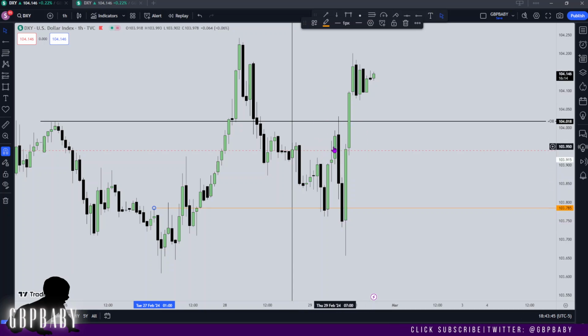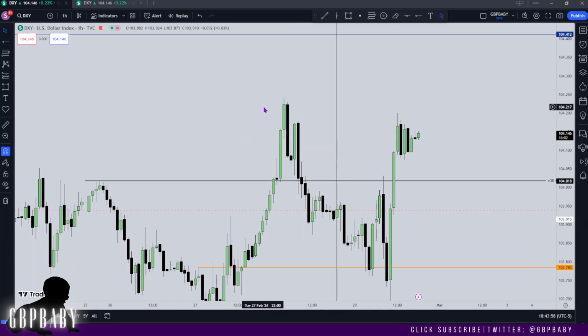So generally speaking, it wasn't the smoothest or cleanest delivery, and I can imagine a lot of people got taken out on the way up, but still, this level remained significant, and you can see how price treated that and used it to springboard higher and finally running towards these highs.